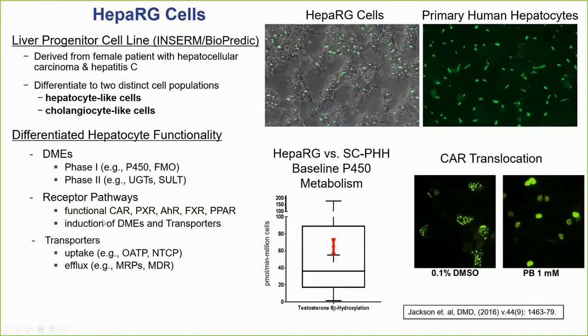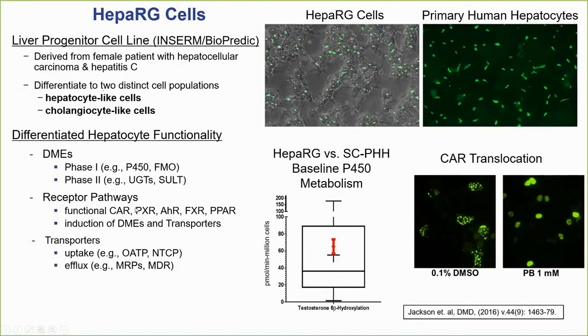They also support hepatic receptor signaling pathways, and probably the most famous hallmark of primary hepatocytes that's never been effectively modeled in vitro is the sequestration of the nuclear receptor CAR in the cytosol, which upon phenobarbital induction elicits a translocation of CAR into the nucleus. And HepaRG cells, to our knowledge, are the only cell model that's able to model this.